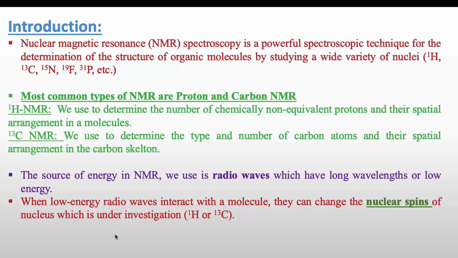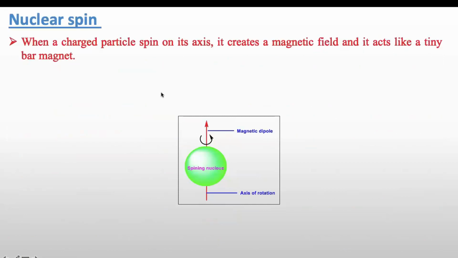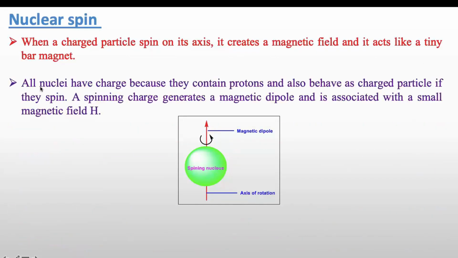So now we will see what nuclear spin is. When a charged particle spins on its axis, it creates a magnetic field and acts like a tiny bar magnet. Now all nuclei have charge because they contain protons, and also behave as charged particles. If they spin, a spinning charge generates a magnetic dipole. So this is a spinning nucleus which is generating a magnetic dipole, and this is associated with a magnetic field.